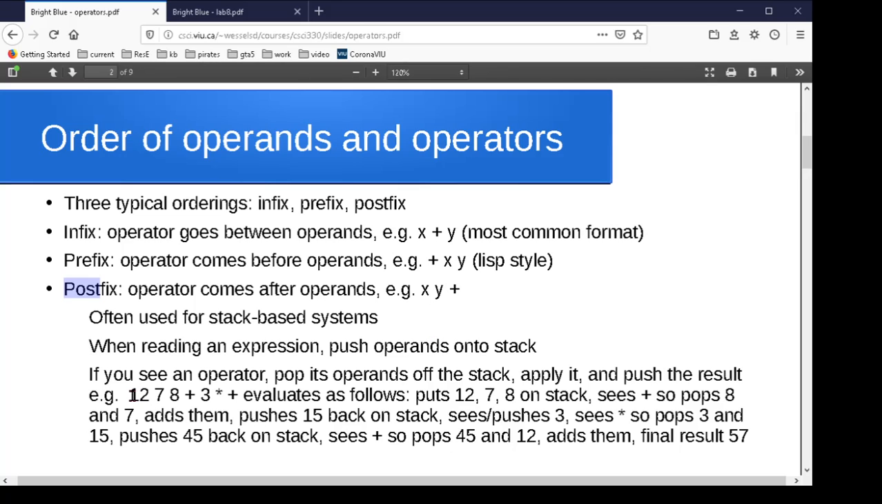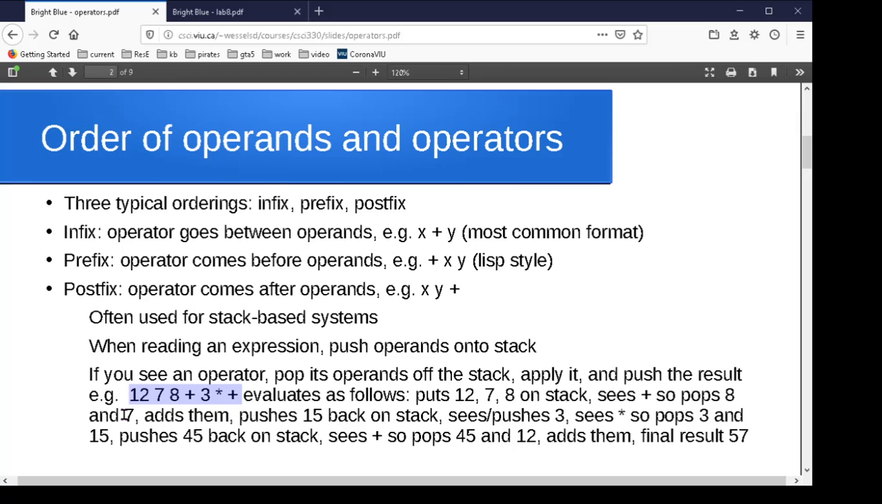So just to take a look at one sample expression here. So here's the expression we want to evaluate. 12 is the first data value, 7, 8, and then an addition operator, 3, multiplication operator, and another addition operator.